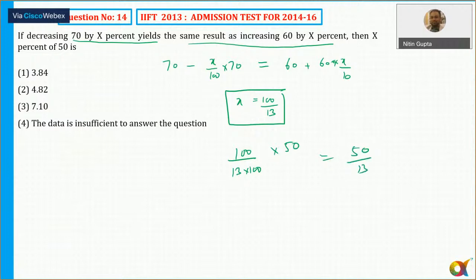Approximately 4 के आसपास, the nearest option is option number 1, 3.84. So the correct answer for question number 14 is option 1 which is 3.84. Any doubts to anyone, please respond. All right guys, so chalo let's move to the next question.